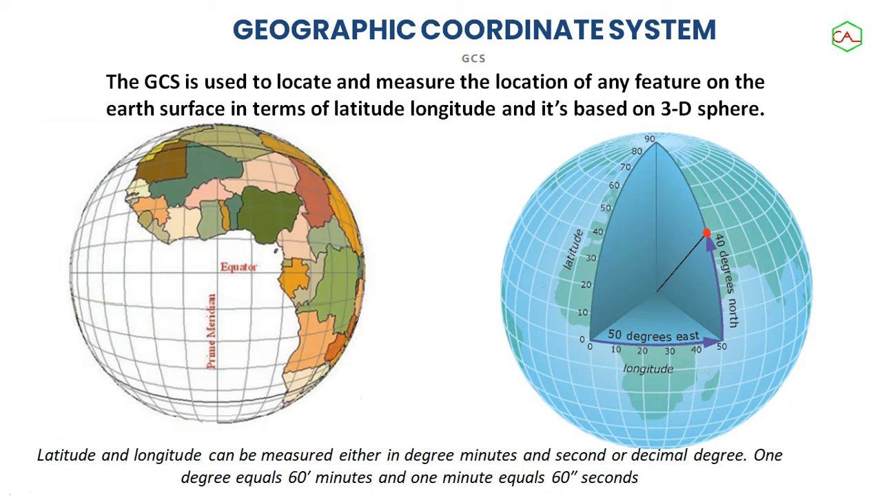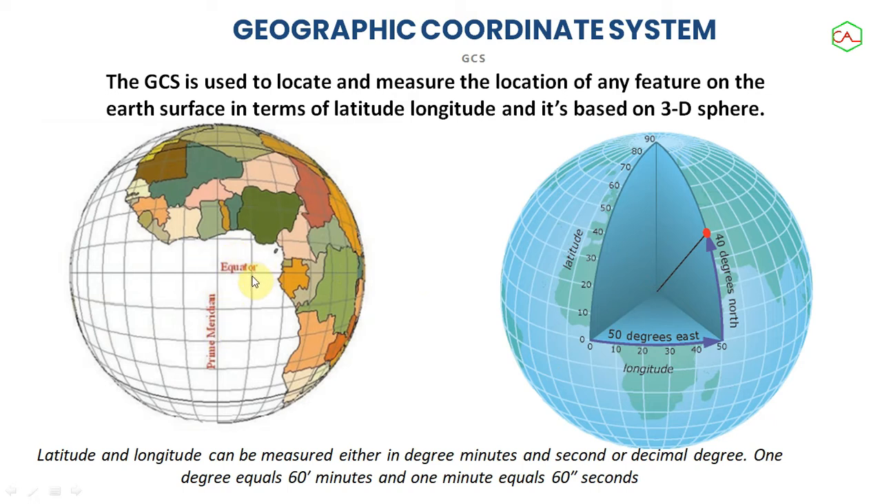So 1 degree is equal to 60 minutes, and 1 minute is equal to 60 seconds. So this is actually how it works. The Earth is divided into different types of lines, the meridians and the parallels. You know, the actual lines, the meridians; this is the equator.